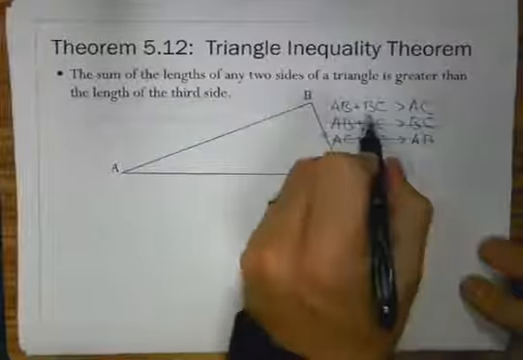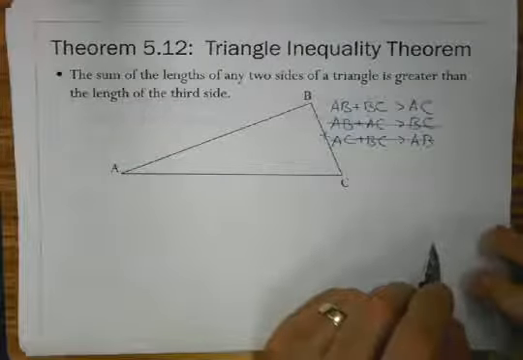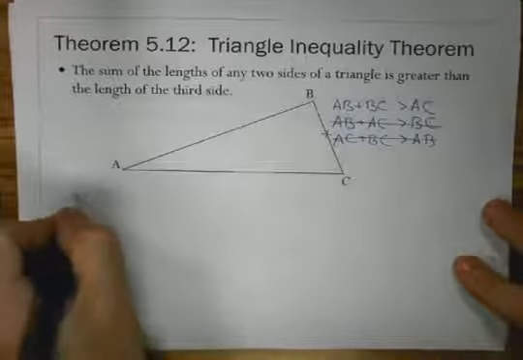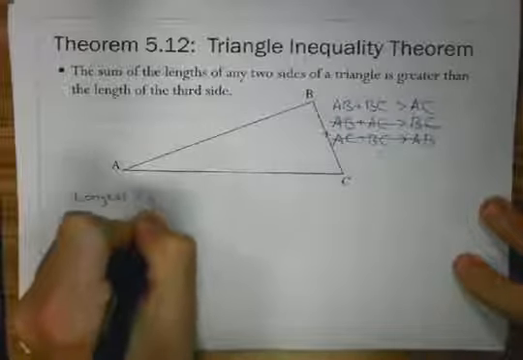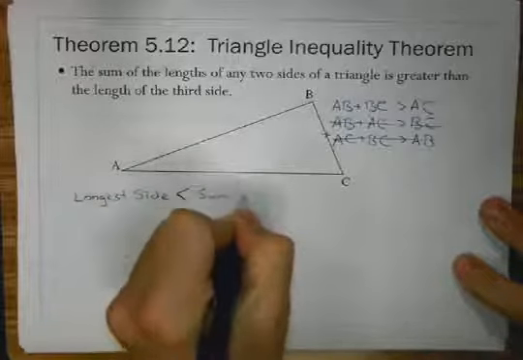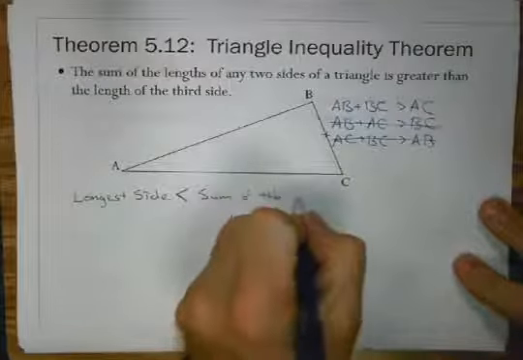It's obvious. AB, for that matter, is the second shortest, or the middle length. Well, that's going to be smaller than the other 2 added together because it's smaller than AC. So it's always going to be smaller, so that one's obvious. It's this one we're going to use. AC is less than AB plus BC. That longest side is less than the sum of the other 2.